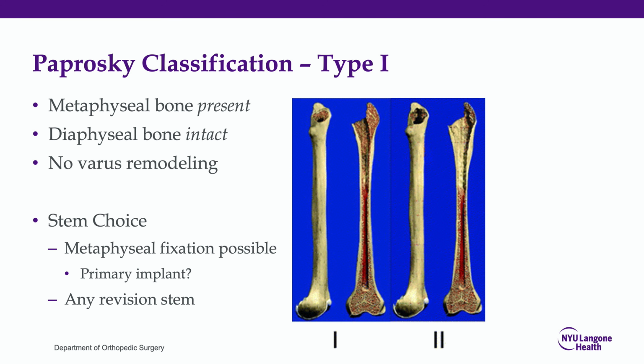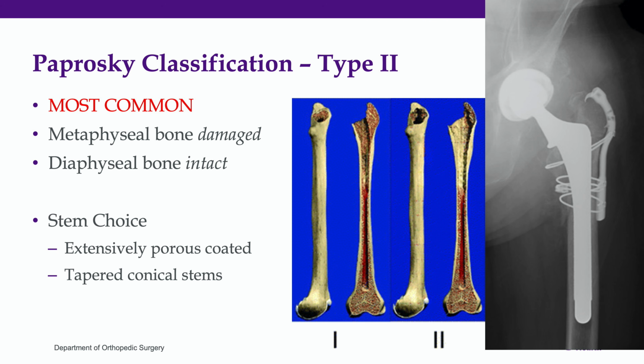So when you look at the Paprosky classification for femoral bone loss, the type 1s are the simple ones. These have intact metaphyseal bone. Diaphyseal bone is intact, and there's no varus remodeling. So really, this is almost a primary situation. You can often use a metaphyseally fixed implant, sometimes a primary one, and really any revision stem will do in this setting.